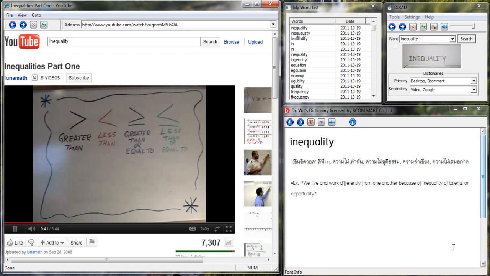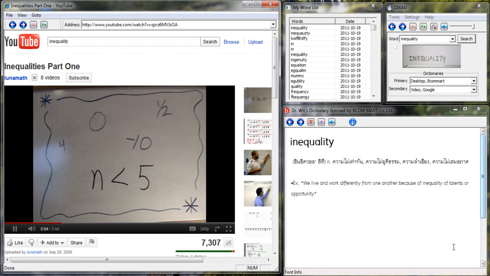Let's start with a simple inequality. This statement says that the variable n is less than 5. Think of some values that n could be. It could be 4, 0, -12, 4.9, or many other values. We can represent all of these values on a number line. We will draw a number line and shade in all the possible values of n.